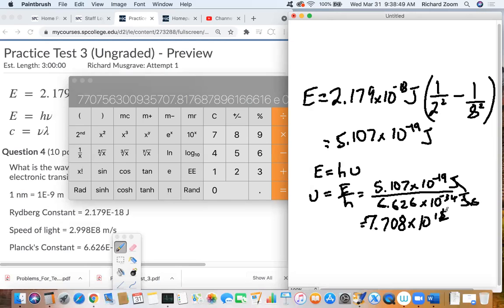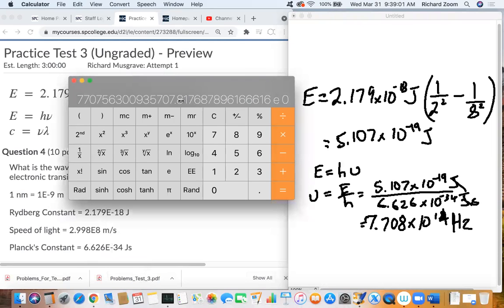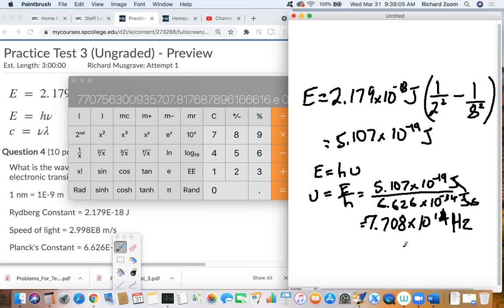I had to count manually, which was not desirable, but you wouldn't have to do that in your calculator. It's kind of annoying that this one does that. I wonder if I shrunk it, if it would do anything. No. Okay, so that's going to be the frequency.